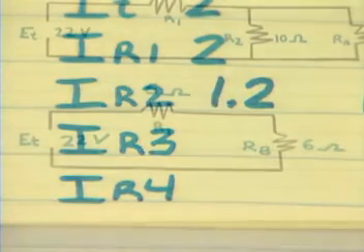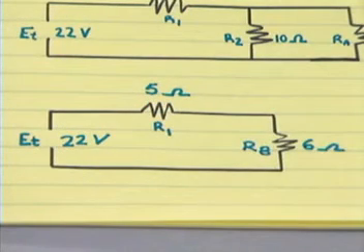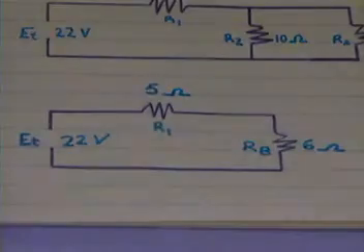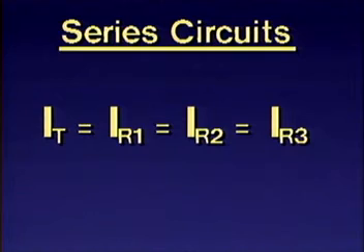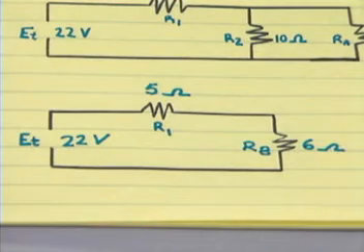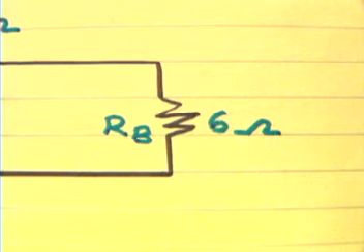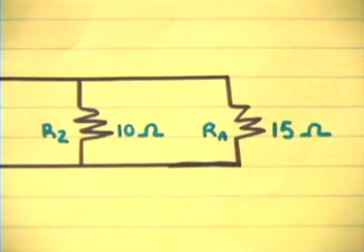Here's how. Referring to the simplified version of the circuit, you determine the total current to be 2 amps. In series circuits, the current is the same through each component in the circuit. Therefore, the current through R1 is 2 amps, and the current through RB is also 2 amps. Remember, RB represents the equivalent resistance of R2 and RA, which are connected in parallel.